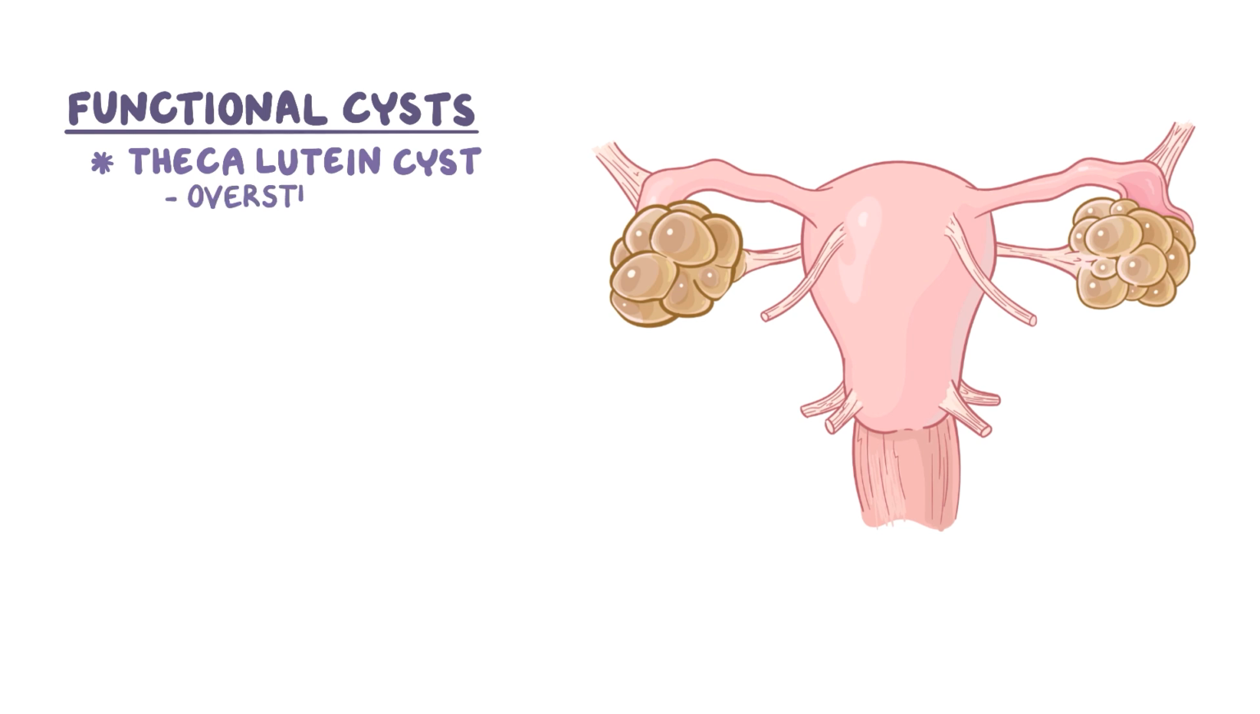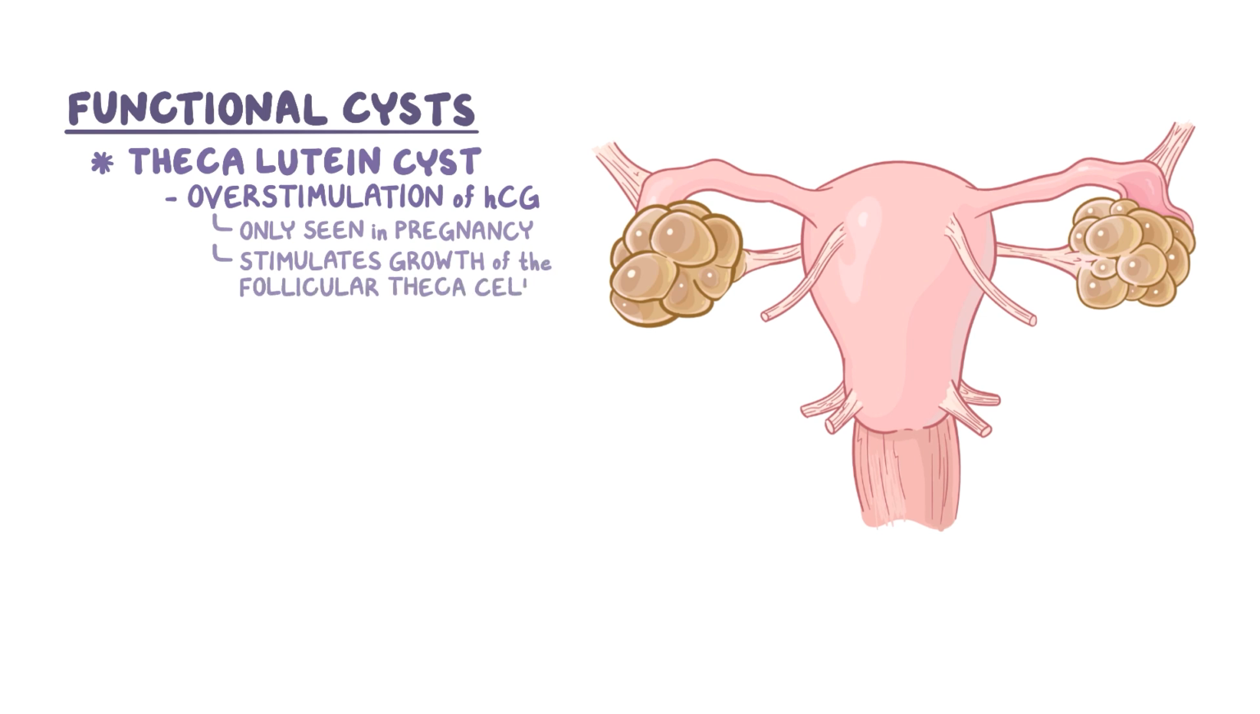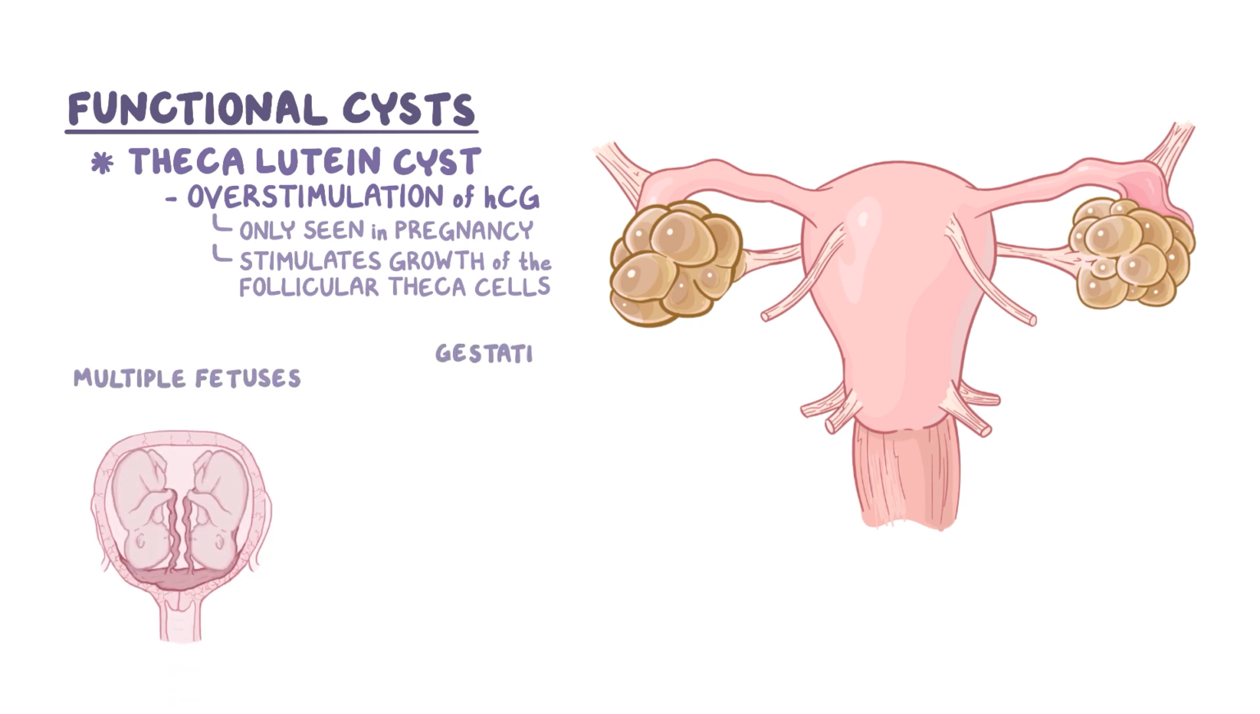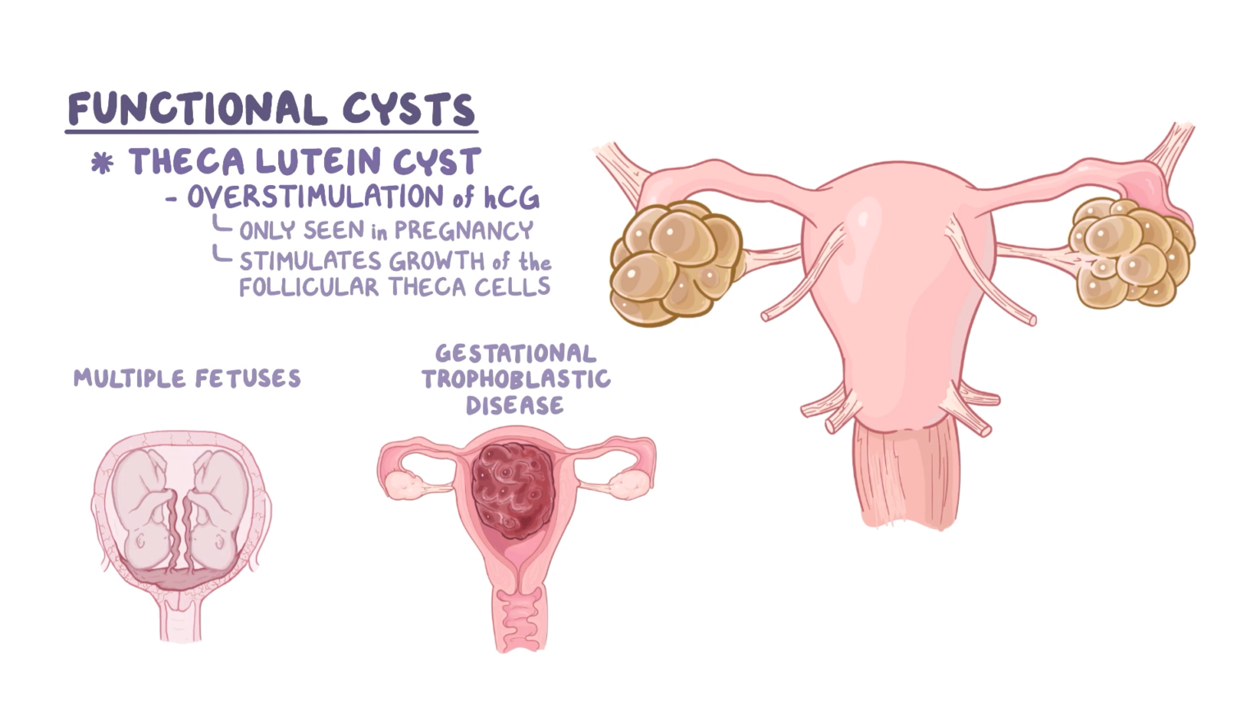The last kind of functional cysts are theca-lutein cysts. These are caused by overstimulation by human chorionic gonadotropin, or HCG, a hormone that's produced by the placenta, so they're only seen in pregnancy. HCG stimulates growth of the follicular theca cells, so these cysts are usually bilateral, since resting follicles can be found on both ovaries. Theca-lutein cysts are more likely to develop when there's more HCG than usual, like when there are multiple fetuses, or with gestational trophoblastic disease, where tumors made up of placental cells cause higher than normal HCG levels.